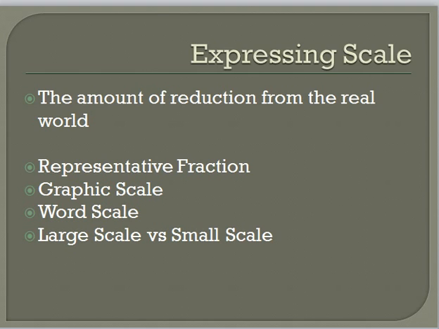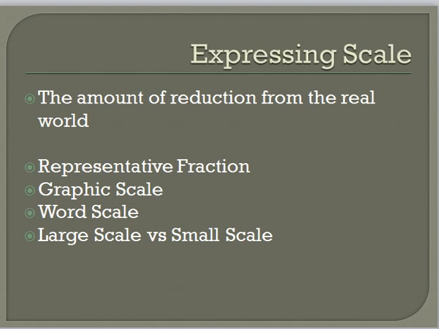So the first part of the week we're going to talk about map scale, and then we'll finish up the week talking about map projections. Maps are usually smaller than the area they represent, but I've never met a map that's exactly the same size as the area it represents. That amount of reduction is called the map scale, and this tells you the relationship between the distance on the map and the ground distance.